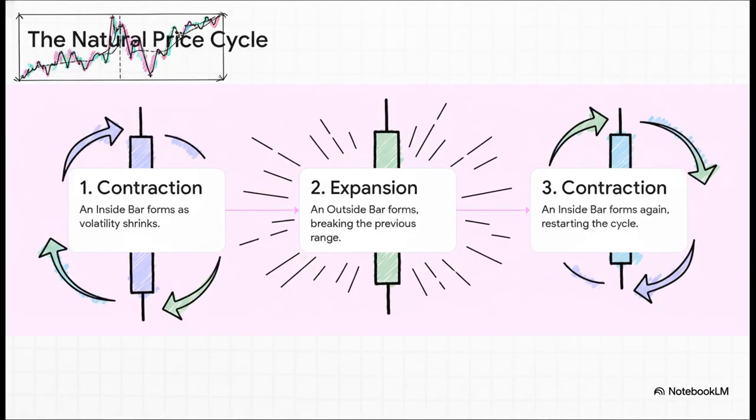And this whole process creates this really natural rhythm. First, price contracts and volatility shrinks down, often forming one of those inside bars we talked about. Then, boom, it expands, breaking the old range and creating what's called an outside bar. And then what happens next? It contracts again. It's just the constant pulse of the market.